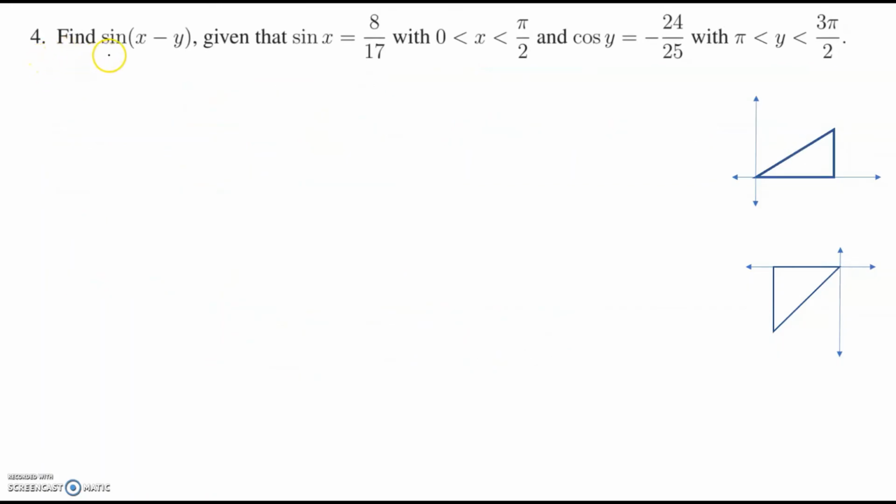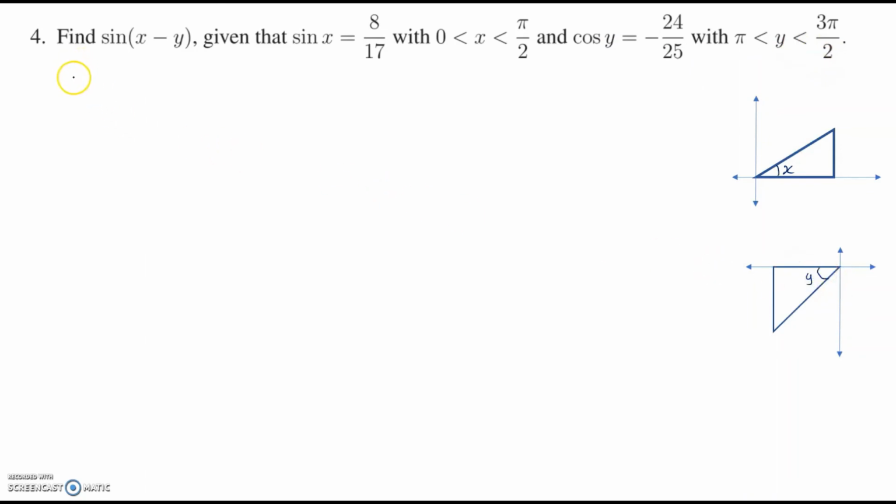Question number 4. Find sine x minus y, given that sine x is equal to 8 by 17 with x ranging from 0 to pi by 2 and cos y is equal to minus 24 by 25 with y ranging from pi to 3 pi by 2. So our x is in the first quadrant, so let's define this as our x, and our y is in the third quadrant, so let's define this angle as y.